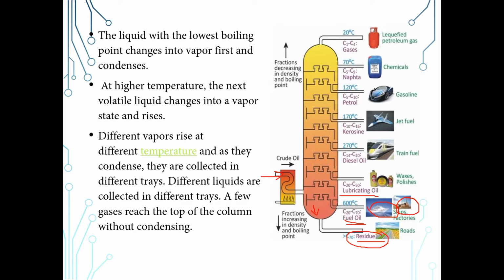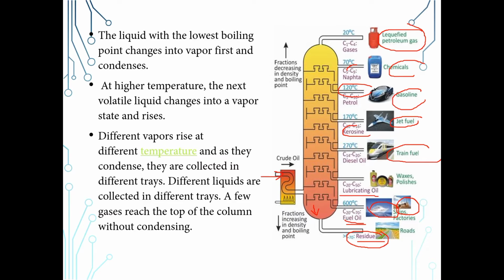Then at this temperature, 200 centigrade, we will get train fuels. Then we will get jet fuels. At 110 degrees we will get gasolines, and at this temperature we will get a lot of chemicals, and at this temperature we will get liquefied petroleum gas. So at a higher temperature, the volatile liquid changes into vapor and rises.